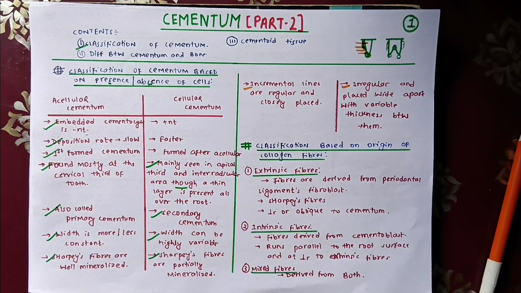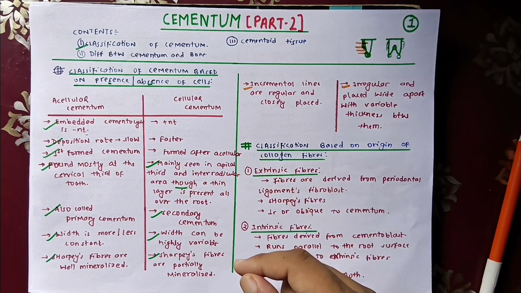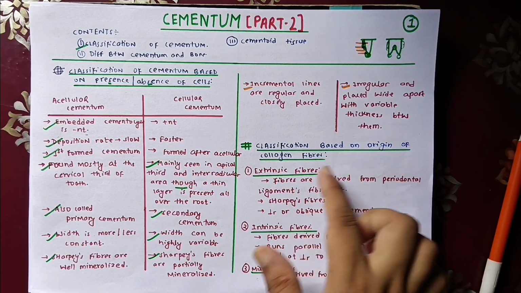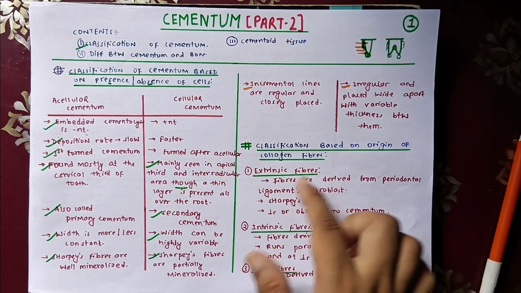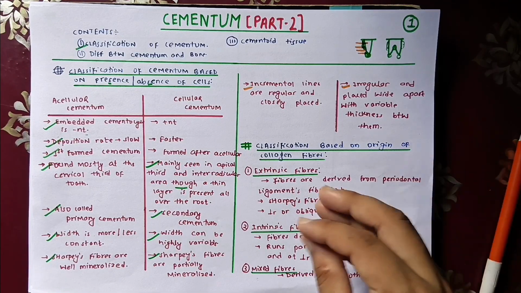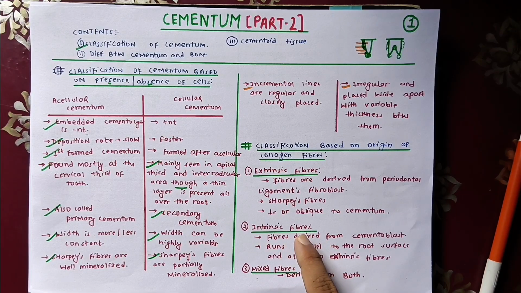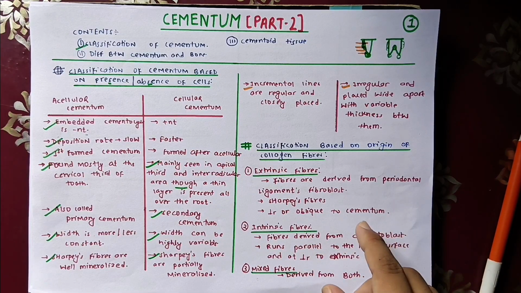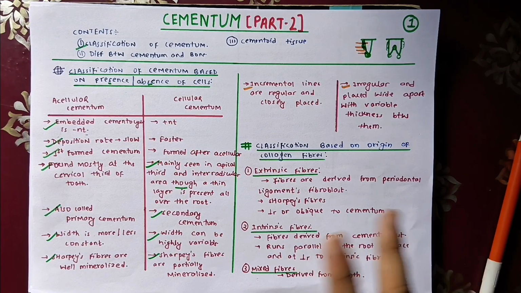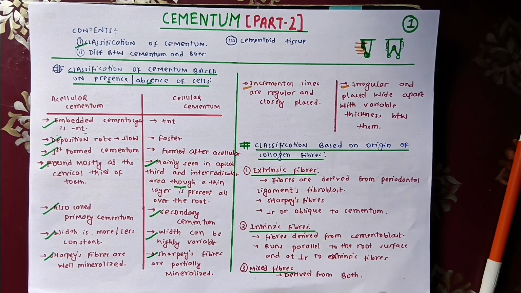So we have completed this, and the next classification is on the basis of the origin of the collagen fiber. One is extrinsic fiber, another is intrinsic fiber, another is mixed fiber. Extrinsic fiber means the fiber that is developing outside the cementum. It is not developed inside the cementum. Similarly, the intrinsic fiber is developing inside the cementum, and the mixed fiber is developing in both. So it is in the middle line, at the boundary of the intrinsic and the extrinsic fiber.